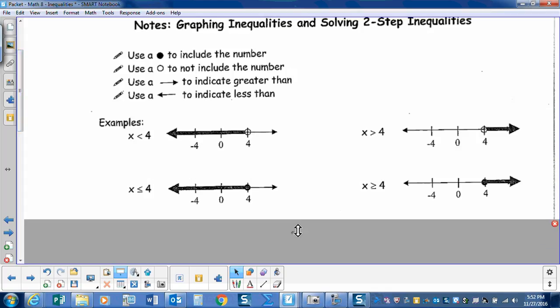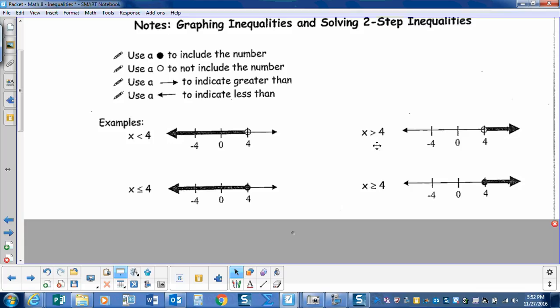Here are 4 examples. X is less than 4. We start at 4. It has an open dot because it does not include 4, and it points to the left. X is less than or equal to 4 is the exact same graph, but since it's equal to 4, it has a solid dot.